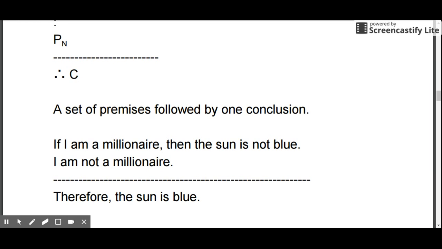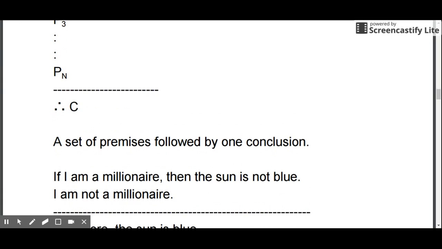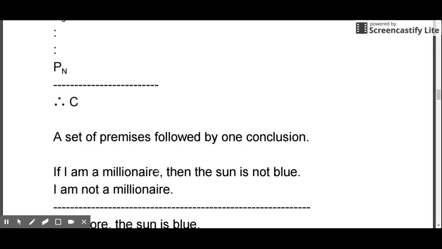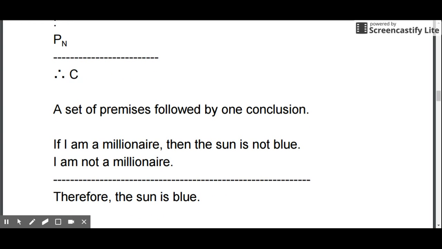we have, if I'm a millionaire, then the sun is not blue is the first premise. I am not a millionaire is the second premise. Therefore, the sun is blue is the conclusion. Argument form is shown here and here, in that the premises are listed, then there is a line, and then the conclusion follows.